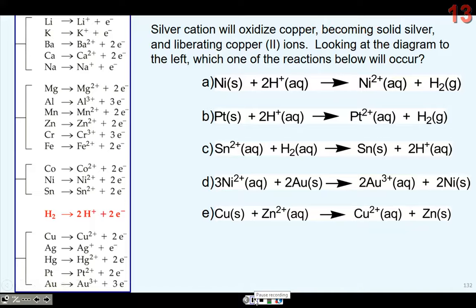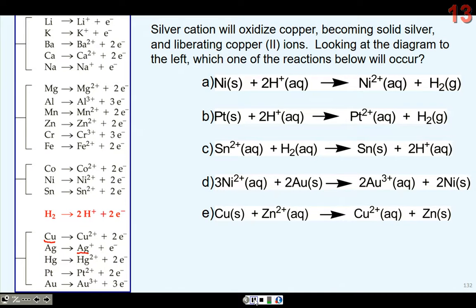Sorry for the delay. I meant to pause that. Apologies. Okay. The reaction we talked about a minute ago, the silver cation will oxidize copper, or the copper will reduce the silver ion. We know that one works, becoming solid silver. Now, we're going to look at this diagram, the activity series, and see which of these reactions will occur.